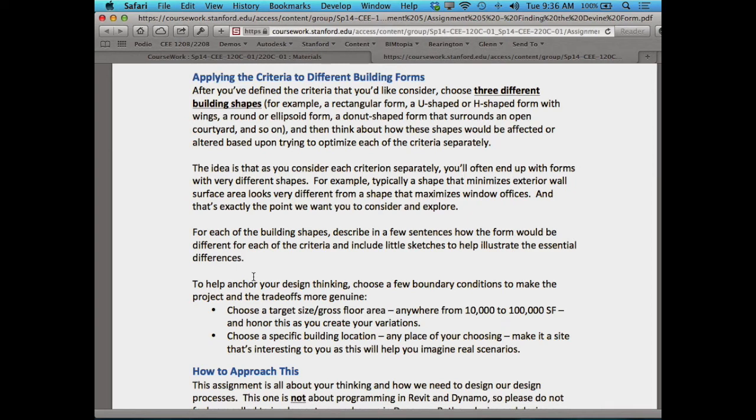Oh, exactly. So the thing we really want to do for the different shapes in the assignment is say, okay, great. Whatever criteria we're looking at, whether it's the solar insolation or something about the energy performance, we just want to play that out on different shapes of buildings.